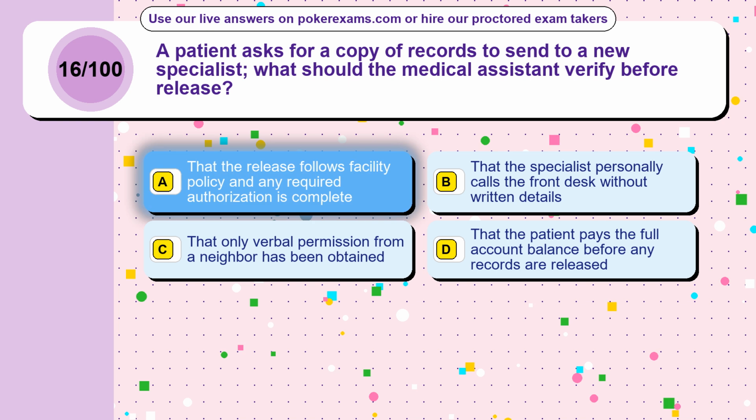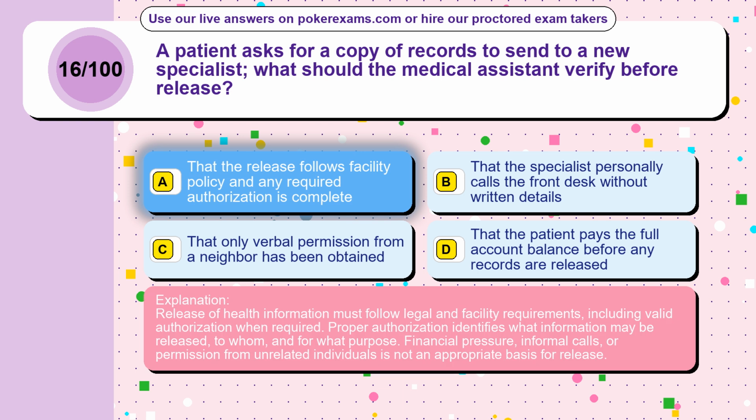The correct answer is option A, that the release follows facility policy and any required authorization is complete. Release of health information must follow legal and facility requirements, including valid authorization when required. Proper authorization identifies what information may be released, to whom, and for what purpose. Financial pressure, informal calls, or permission from unrelated individuals is not an appropriate basis for release.